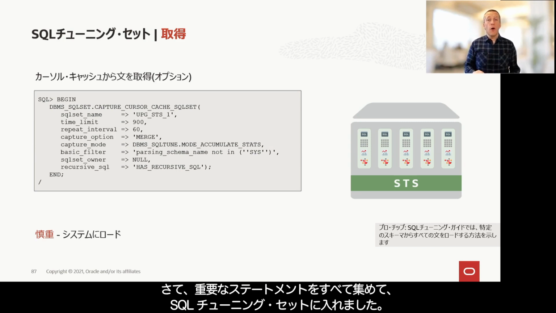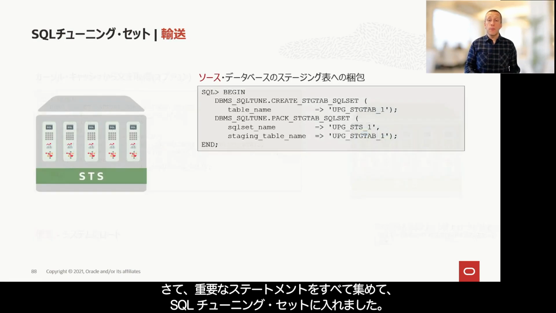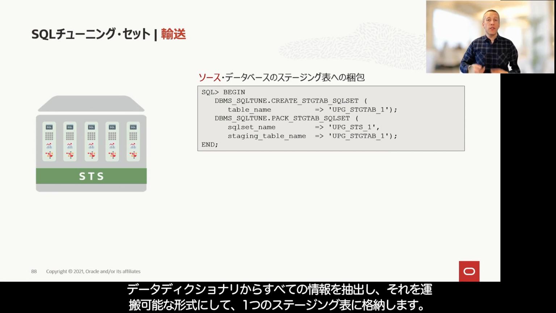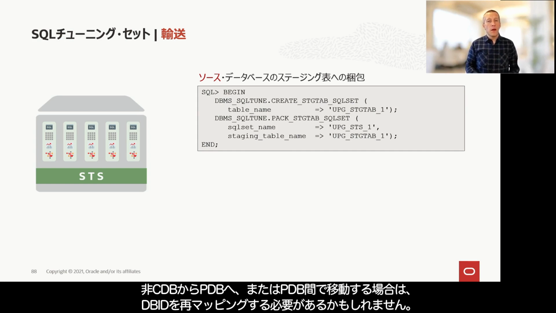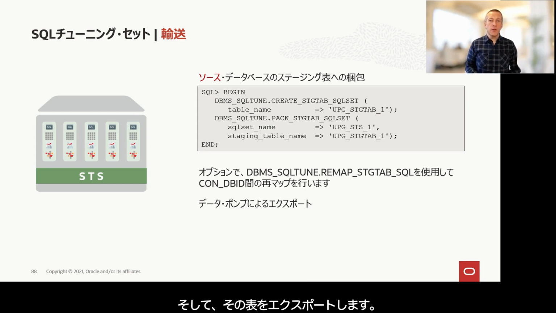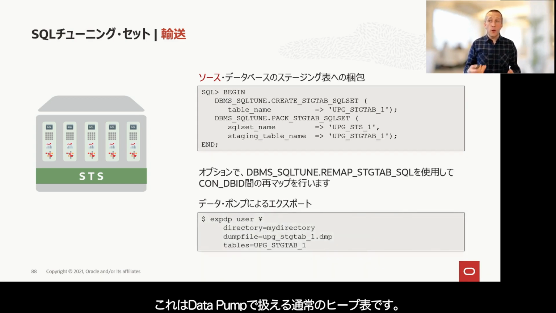Now that we've taken all our important statements and put them into a SQL tuning set, we can now pack it into a staging table so we can transport it. So we extract all the information from the data dictionary, put it into a transportable format, and store it in a single table, a single staging table. If you are going from non-CDB to PDB or between PDBs, you might have to remap the DB ID. And then you can export the table. It's a regular heap table with Data Pump.